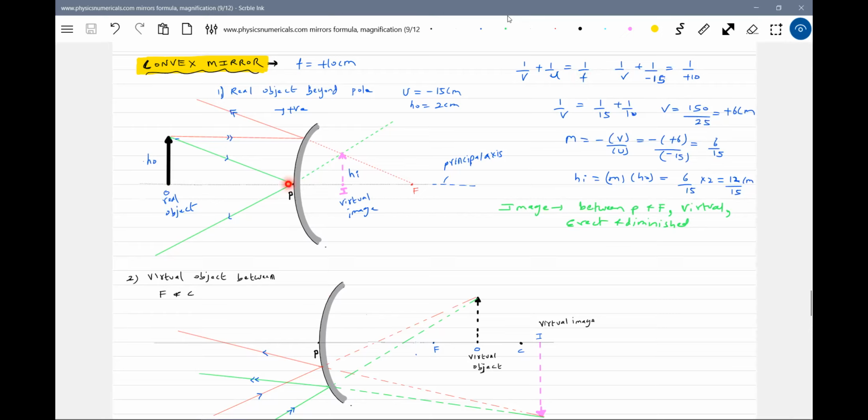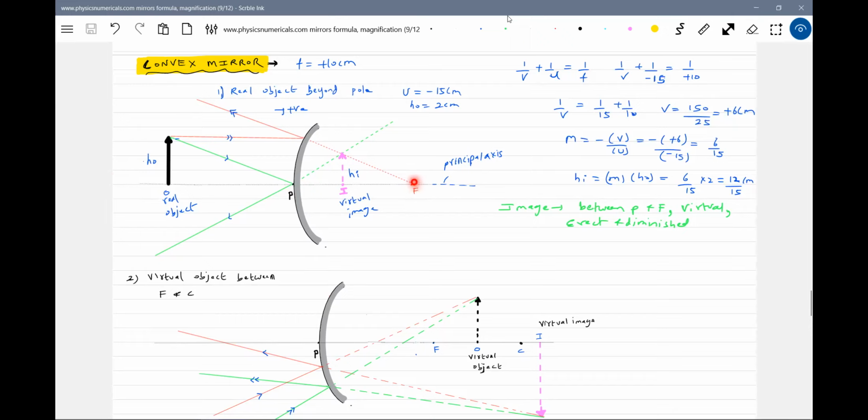So as you increase the object distance, what will happen to V? Look at the mathematics here. As you increase the magnitude of U, V should increase. So finally, with the object at infinity, the image will be at focus. If you move the object from pole to minus infinity, the image will move from pole to focus. Put U equal to infinity. What is V? V equals F. So the image will be here.